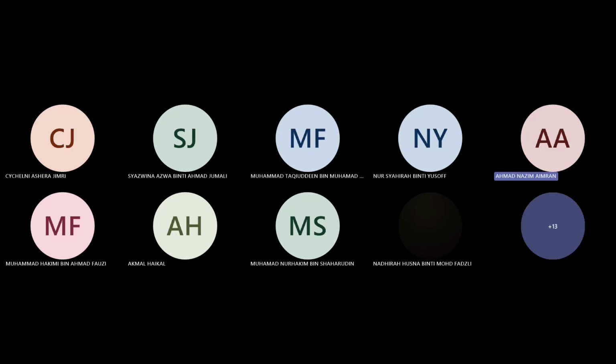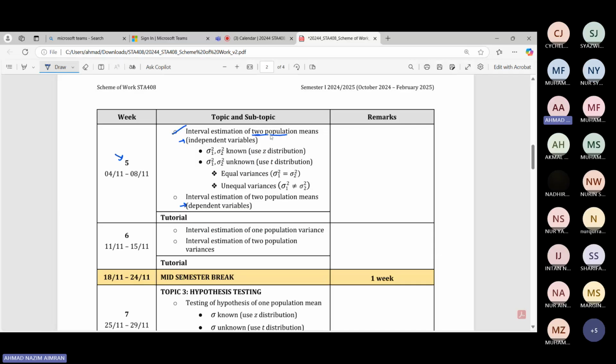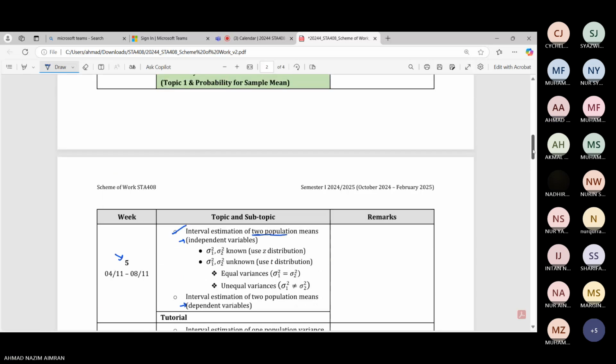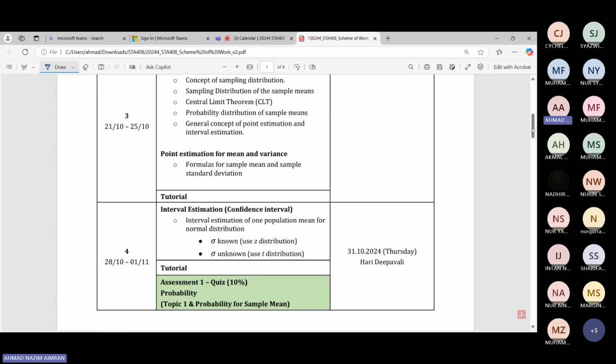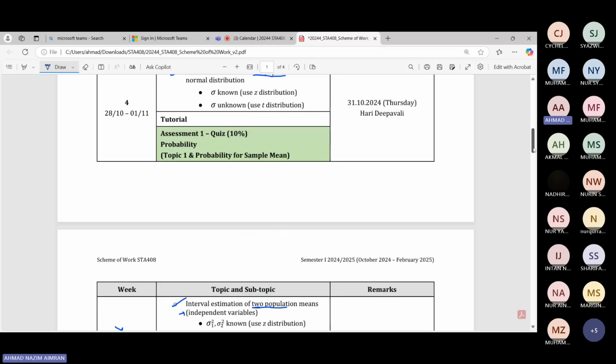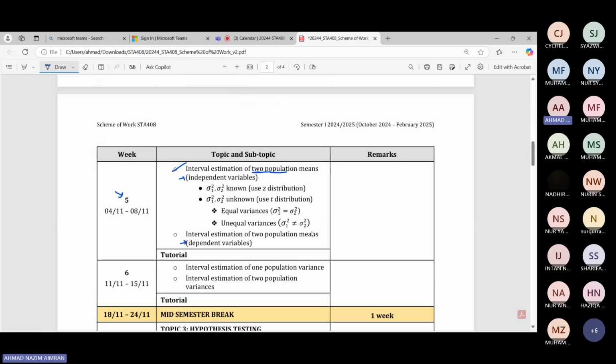All right. So, two population means. Recalling what we have learned last week, it was interval estimation, but that was for one population mean. This time it is for two population means. Insyaallah, we will cover this today.